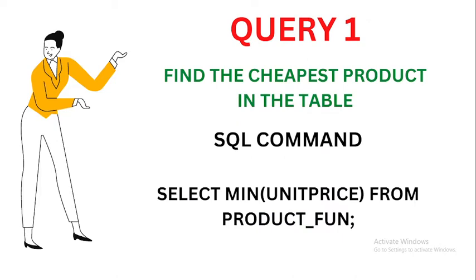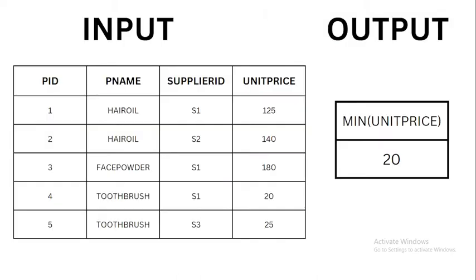Let's see what the SQL command written for this will be. We'll write the SQL command select min, which we are going to apply on the column name unit price, from our table name, product_fun. Let's see what our input was, and if we execute our SQL command, what our output will be. Here once again I have shown this input table so that it will be easy for you to generate the output based on the command we have written.